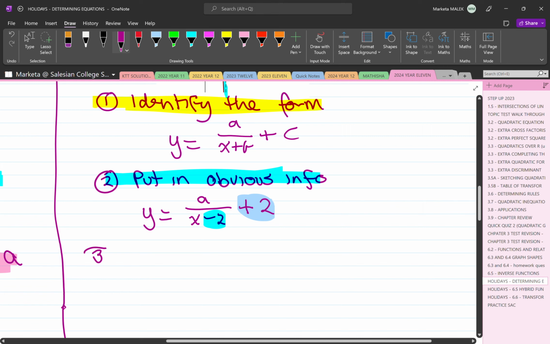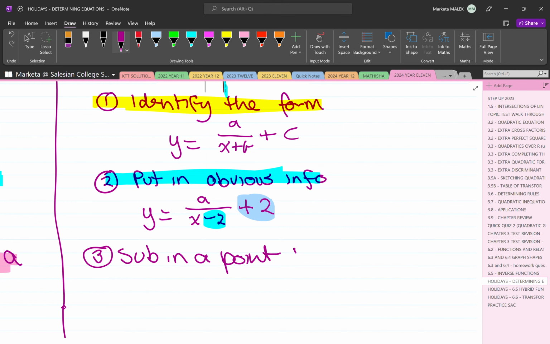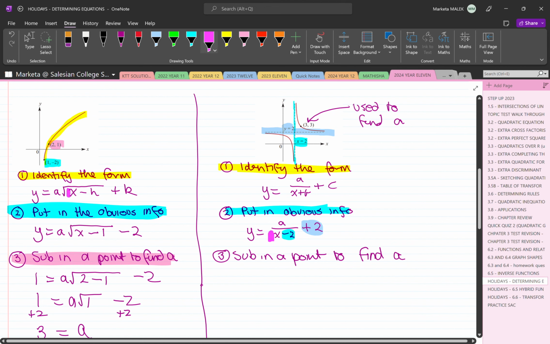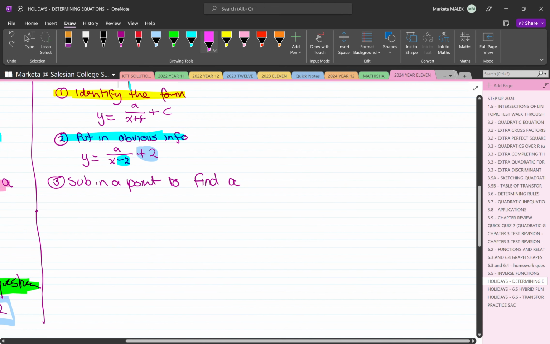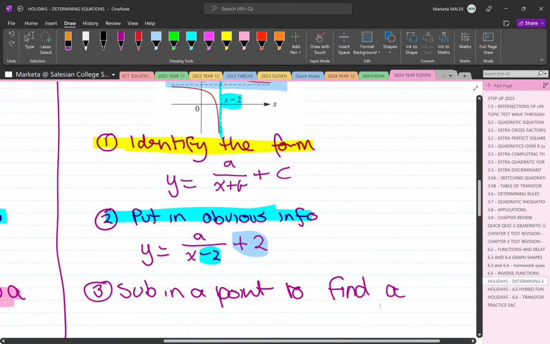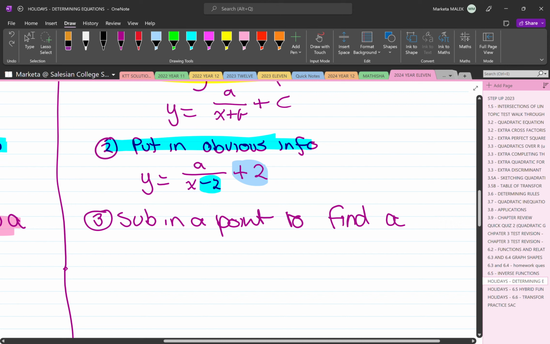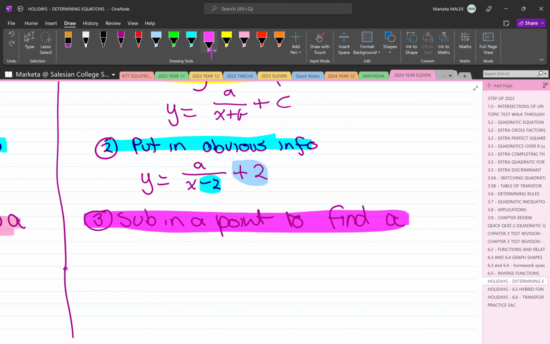So step 3, sub in a point to find a. And just to be clear, we can also have a dilation factor next to the x, either in root graph, hyperbola, or truncus. You can have that, but for the sake of our questions, we're just dealing with one dilation and just the a value there. So generally, they'll help you with the form, and they'll let you know if there's going to be a second dilation to consider there.